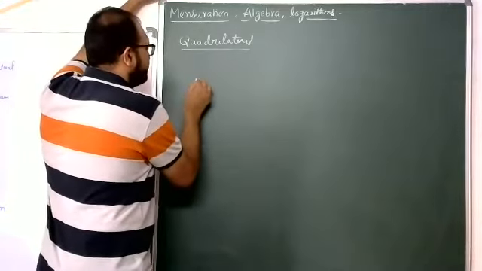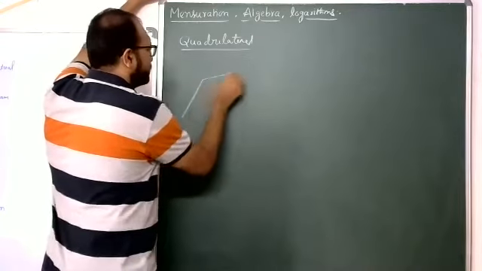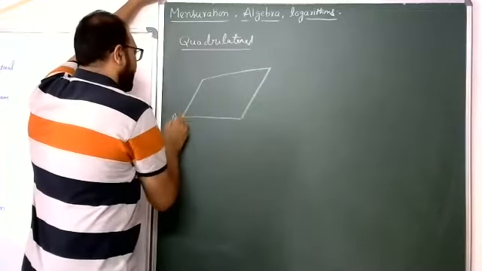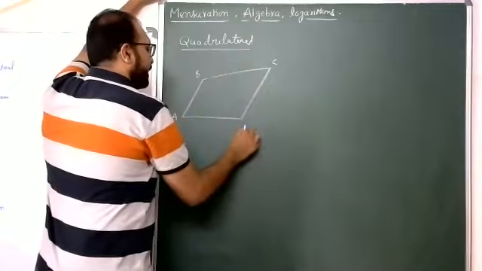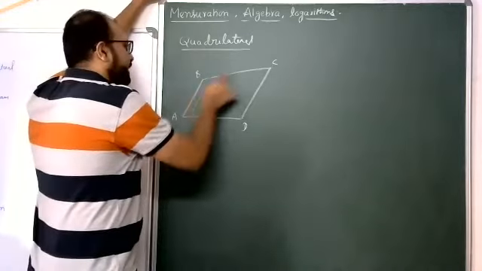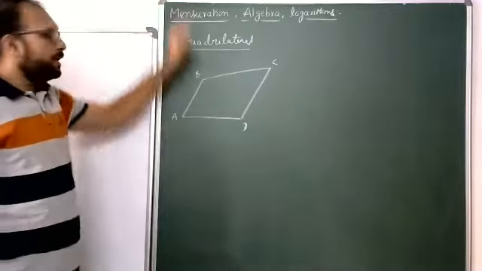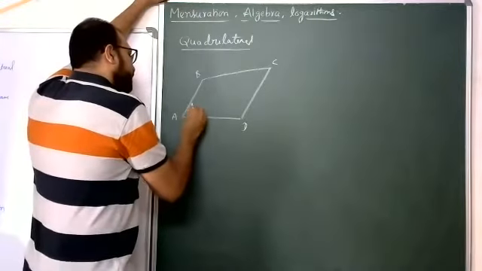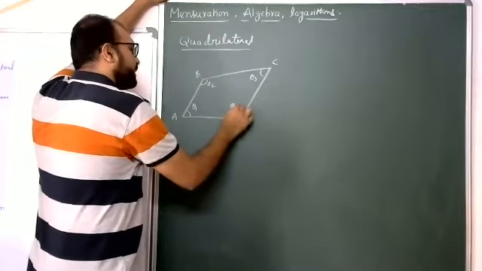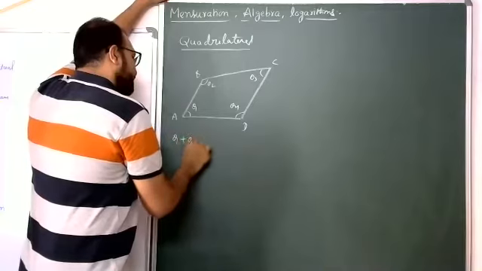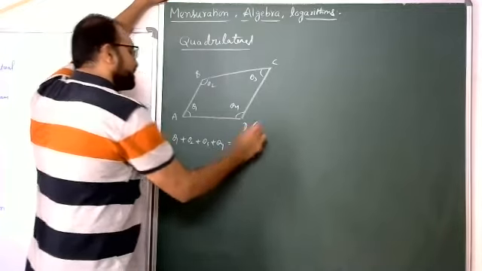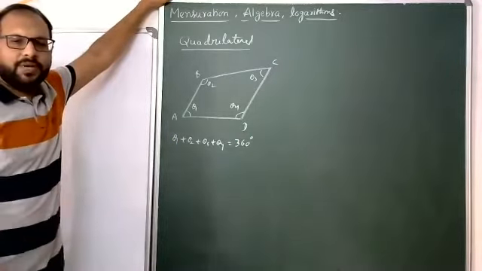Yes, one diagram. A, B, C, D. Now here, these four sides, here total four angles, theta 1, theta 2, theta 3 and theta 4. Theta 1 plus theta 2 plus theta 3 plus theta 4. This is complete 360. This is the first one.